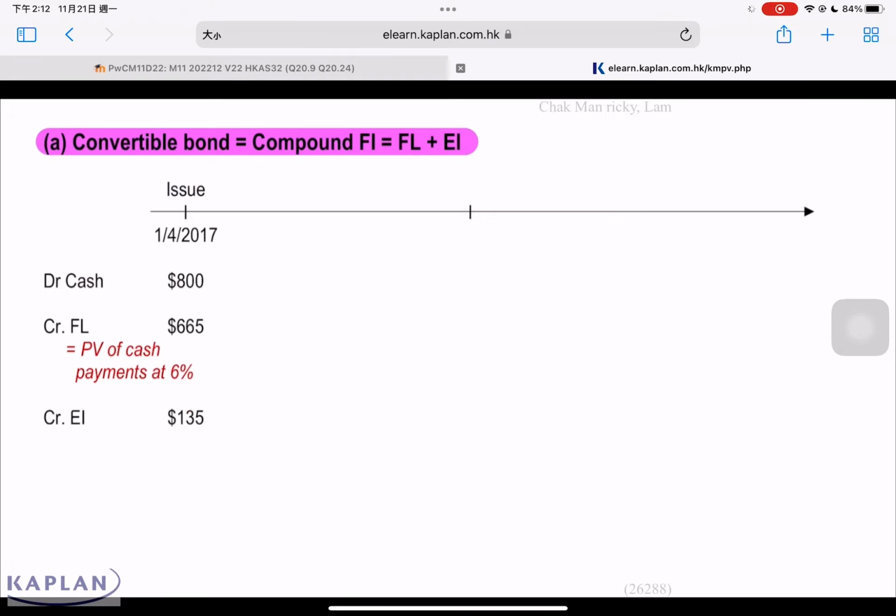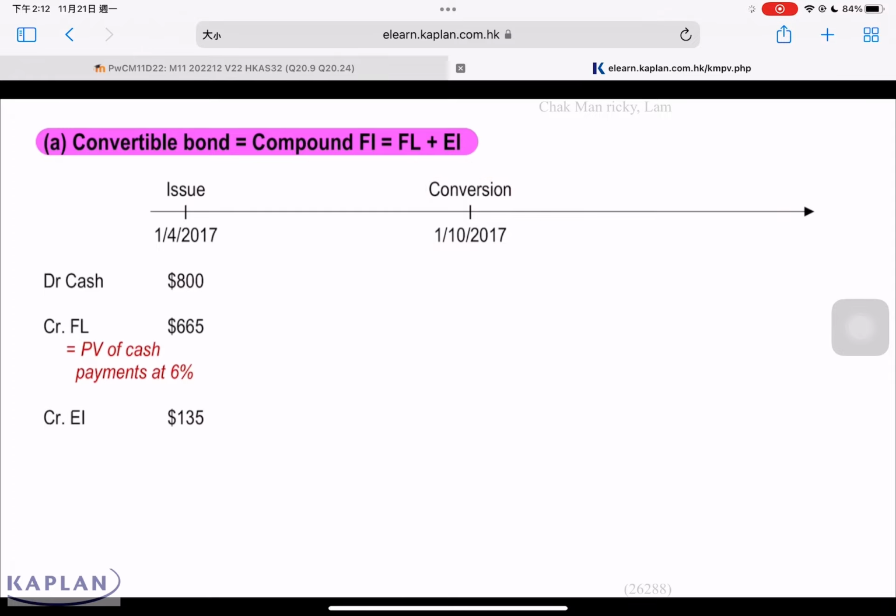We should not be using the 110 given to us. If it's a compound financial instrument, the equity will represent the residual amount. And the question mentioned that a portion of this was converted into shares on 1st October 2017. We need to know what's the position of this item at the date of the conversion.